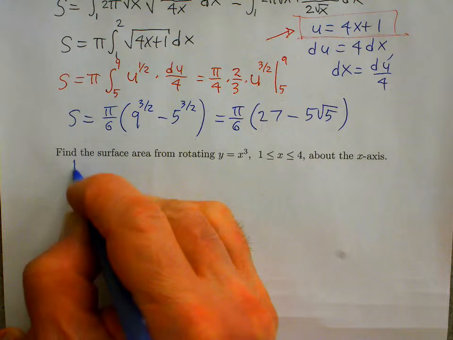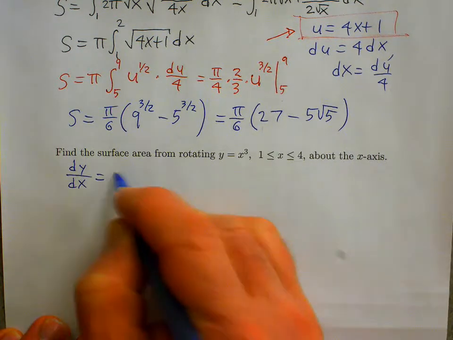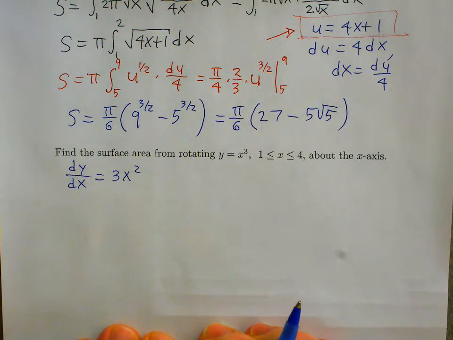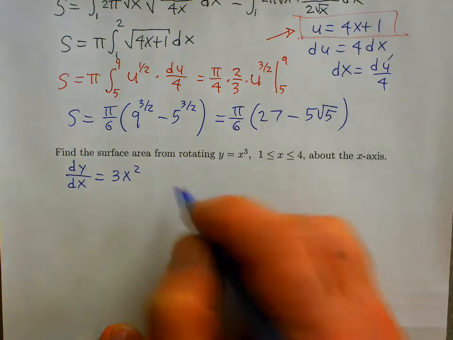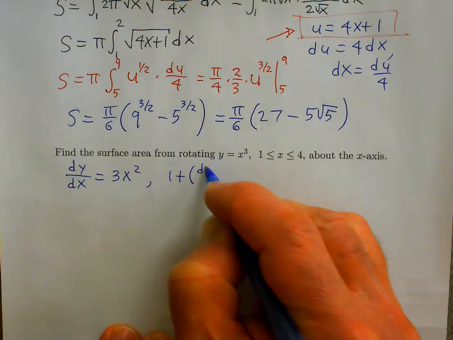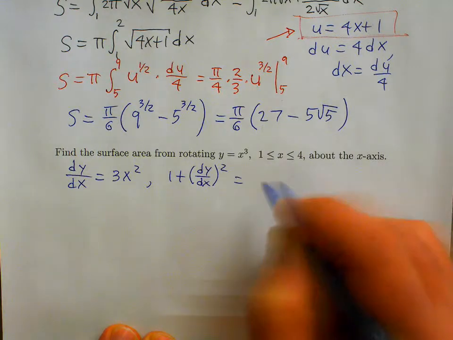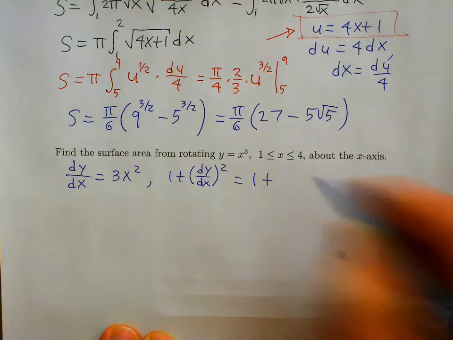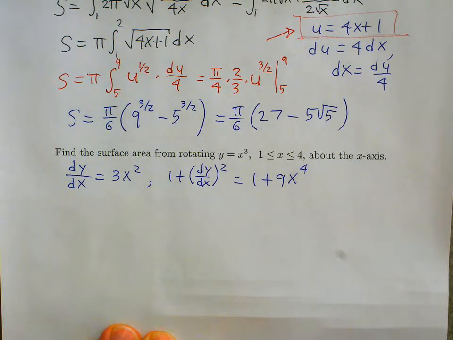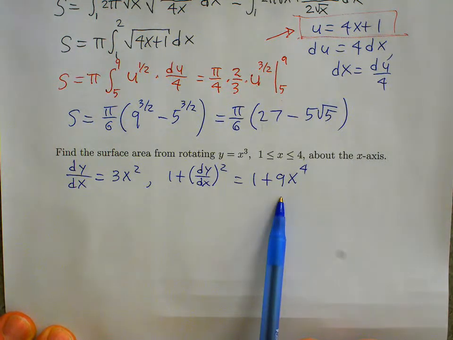Okay, so we want to find the derivative of y with respect to x. This is just 3x to the 2nd. And we want to know what 1 plus that derivative squared is. So we get 1 plus 9x to the 4th. And this is the expression that goes inside the square root.